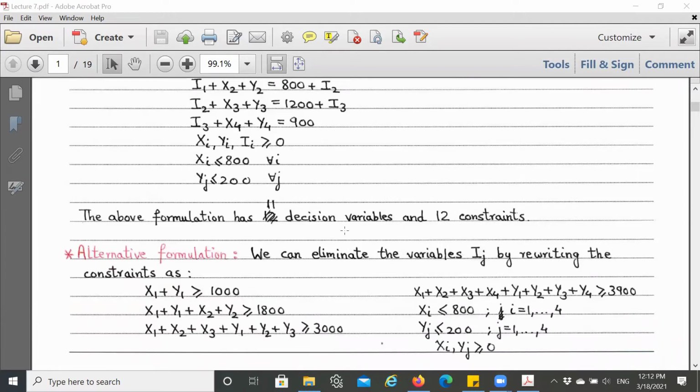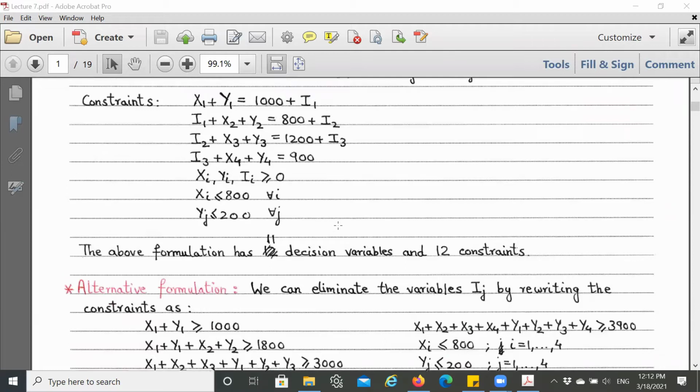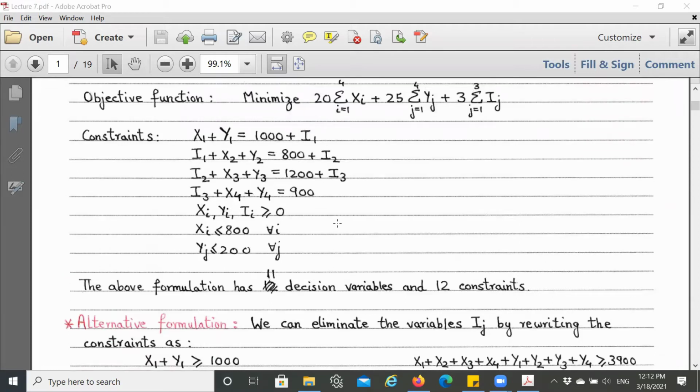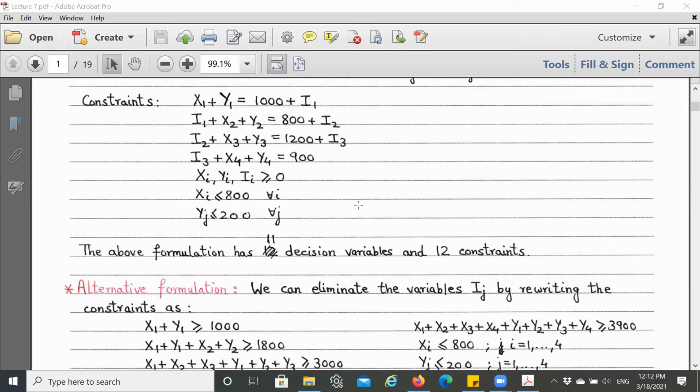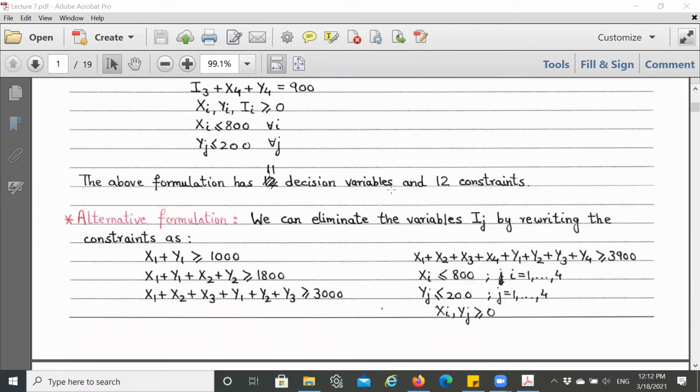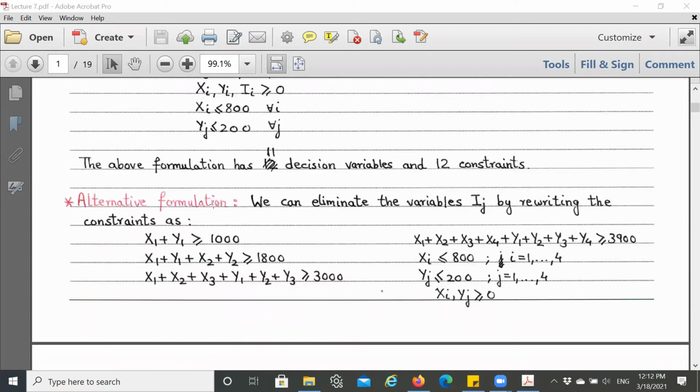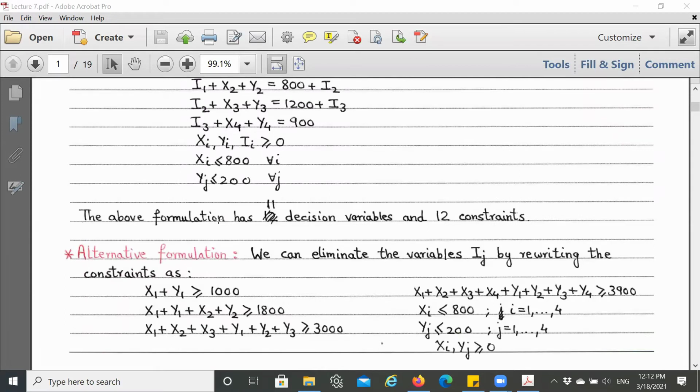So let's see what would be another alternative formulation. If such a question is given in the exam, some of you may formulate it as this, but some of you may find a different way to formulate it. Actually, this problem can be formulated in multiple ways. So let's look at another formulation. What we are trying to do is reduce the number of decision variables. One alternative is to try to get rid of these I_j's. How can we do that? By rewriting the constraints as over here.